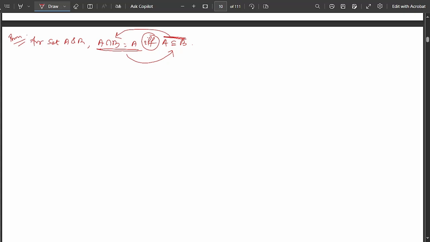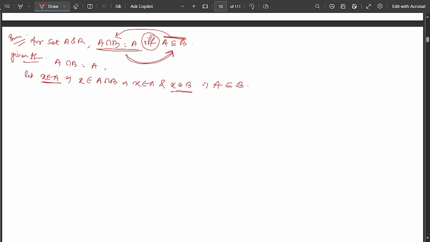Okay, so first, given that we take A ∩ B is equal to A. Let's take an element in A, that x belongs to A. That implies that x belongs to A ∩ B, which implies that x belongs to A and x also belongs to B. This is why I am taking an element in A that belongs to B. That implies that A is a subset of or equal to B. This completes the proof of the first part.